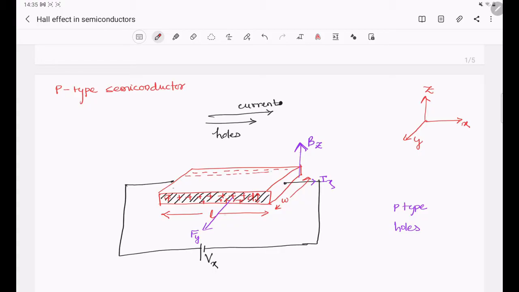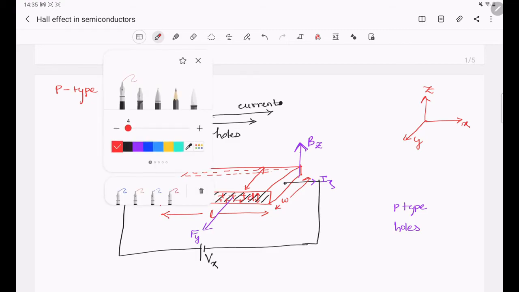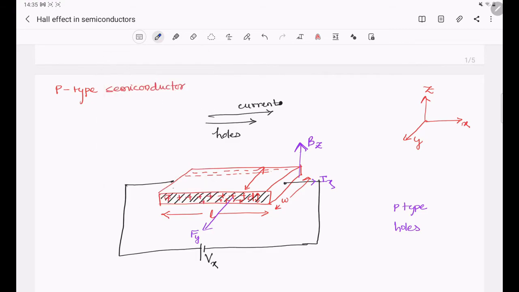Due to this kind of distribution of electrons and holes, there will be a potential difference generated across this width of the semiconductor, and that can be measured by connecting a voltmeter across these surfaces. So, here I am connecting a voltmeter to this surface and this surface.